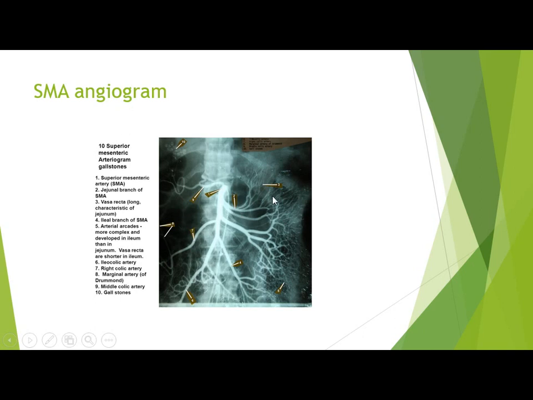The first branch is the jejunal branch, and as we said, it gives fewer arcades and fewer vasa recta. Here is the ileal branch. This has more arcades and short, more numerous vasa recta. And this is the ileocolic. These two are the jejunal branches, this one is the ileal branch, and this one is the ileocolic branch. And here, this one is the right colic, and the one above it is the middle colic.